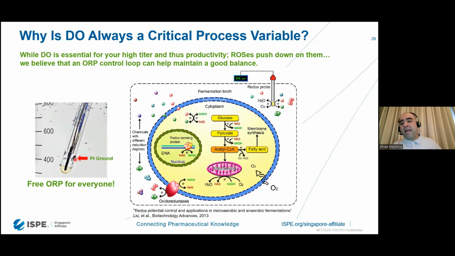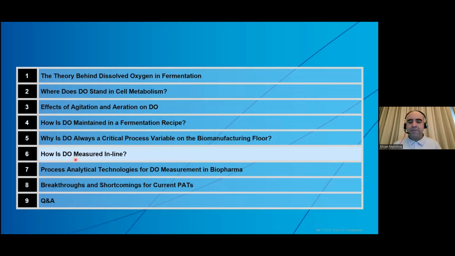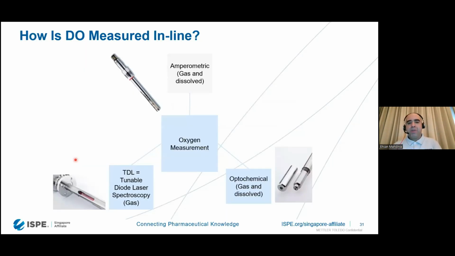And then by adding a little bit more air, not too much, because then again, air bubbles at the top burst and create cavitation and kill the cells. We can build a trade-off. We can build a balance. Keep ROSes down and keep aeration up by essentially marrying the ORP sensor and the DO sensor together and maximizing our yield. Okay, how is the DO measured inline then?